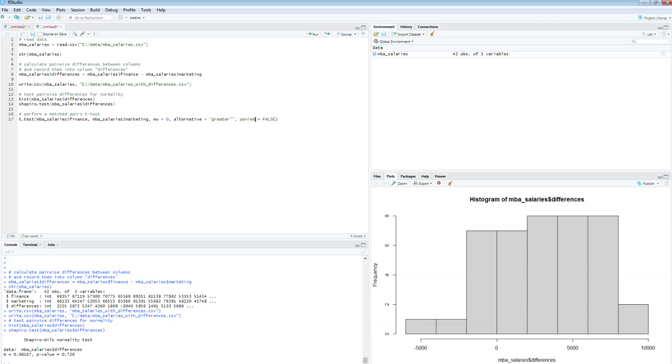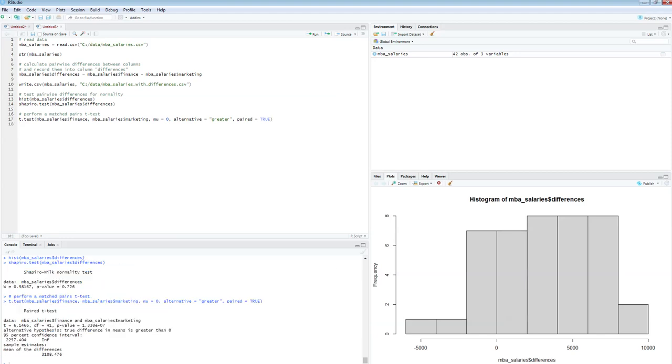But if I do this, I have extra quotations here, greater. If I do this, paired equals TRUE, then now I'm running the matched pairs t-test. So let's go ahead and do that. There you go. Okay, so the most important outcome for me is right here.